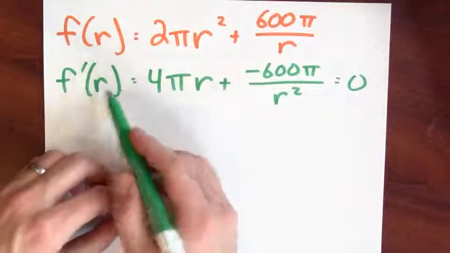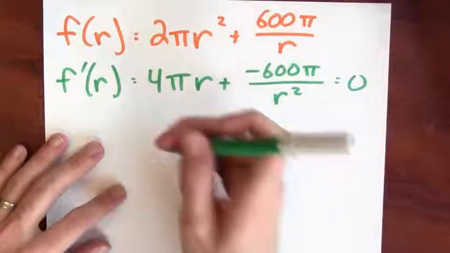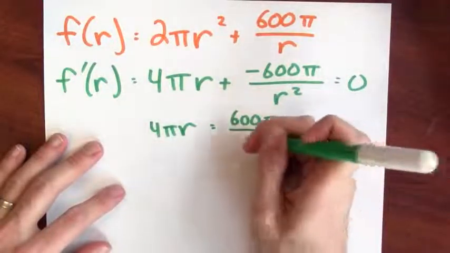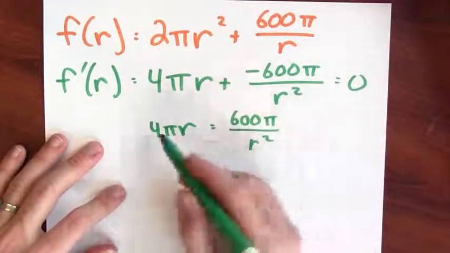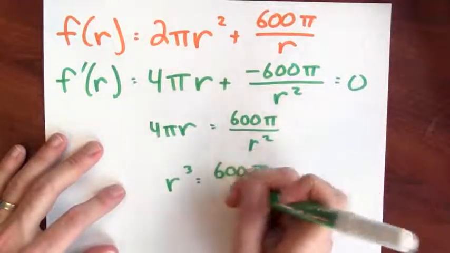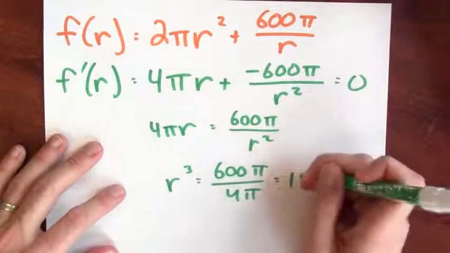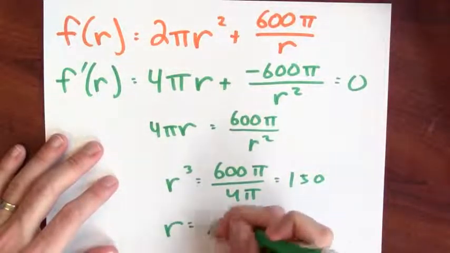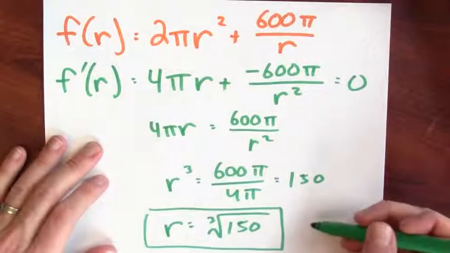All right, now I just got to figure out when the derivative is equal to 0, so I'm trying to solve this. I'll add 600 pi over r squared to both sides, so 4 pi r must be 600 pi over r squared in that case. I'll multiply both sides by r squared, and I'll divide both sides by 4 pi, and I'll get r cubed is 600 pi over 4 pi. The pi's cancel, and 600 over 4 is 150. So r cubed must be 150. In other words, r is the cube root of 150. This is the only critical point.